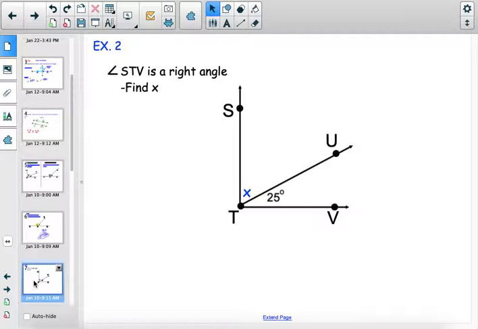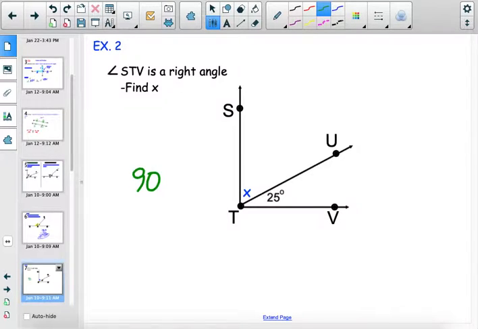Moving around, that was a good idea. David, how many degrees is STV? Good. So you know it's 90. So we know this whole thing is 90 degrees. We know part of it. We know the UTV. Let me highlight that. We know this part right here is 25. We've got to find the missing part. It looks like it's going to be bigger than 25, but sometimes the images are misleading.